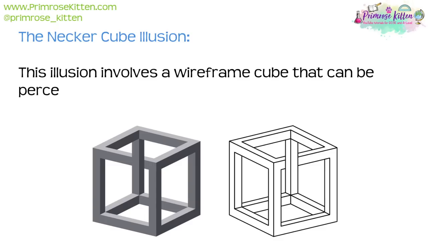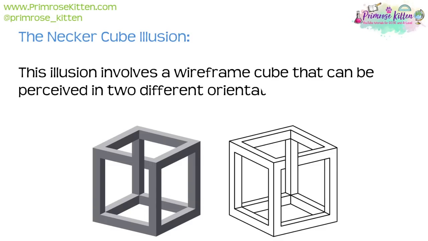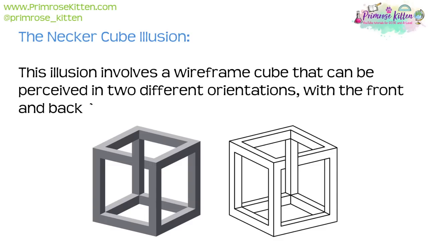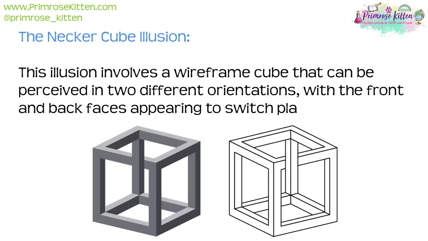The Necker cube illusion. This illusion involves a wireframe cube that can be perceived in two different orientations, with the front and back faces appearing to switch places in perception.